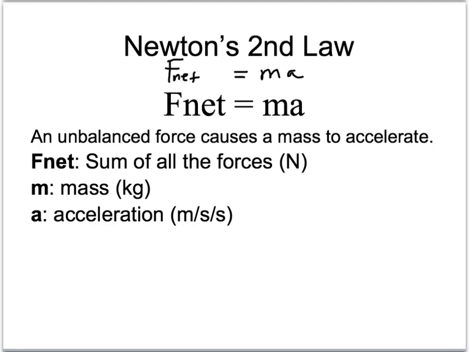Anytime you have a net force, which means unbalanced forces, an unbalanced force causes a mass to accelerate. And in fact, that's exactly what this equation says. An unbalanced force causes a mass, m, to accelerate, a. The equation says exactly what it means. A non-zero net force causes acceleration. F net is the sum of all the forces. M is the mass, measured in kilograms, and a is acceleration.